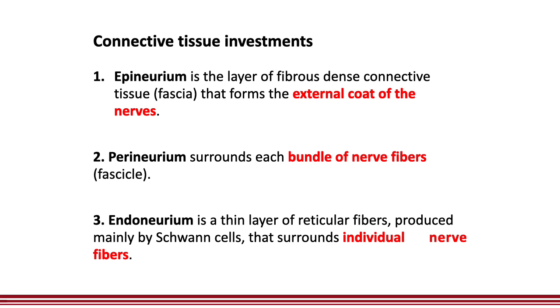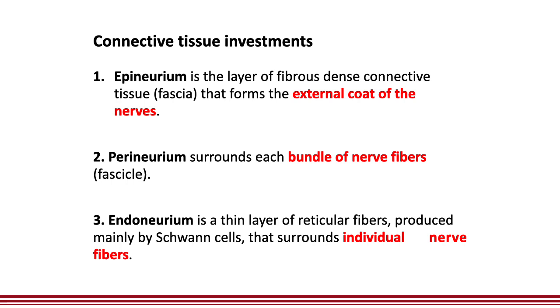Deep to the epineurium is the perineurium, which is a layer of connective tissue that surrounds each nerve fascicle. Okay? It is analogous to the perimysium. It is made up of specialized cells called perineural cells, which form a barrier that separates the nerve fibers from the surrounding tissues and fluids.